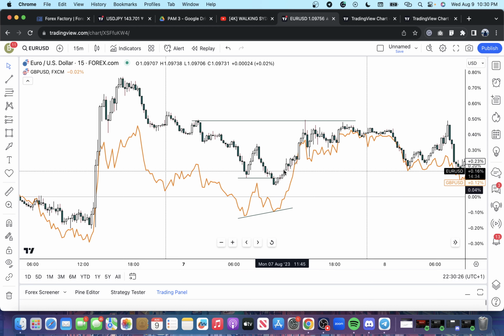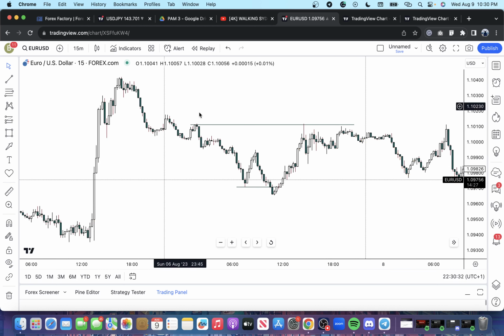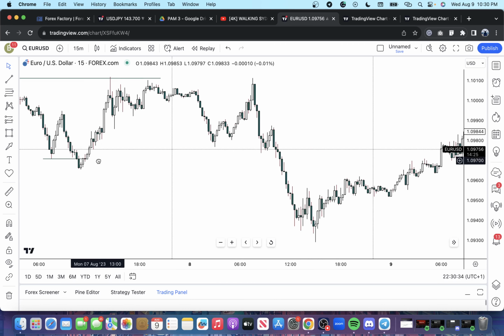Now, why would this not be a run in direction of order flow? First of all, what's your sentiment? The sentiment is bearish. Our sentiment this week in Euro has been bearish.